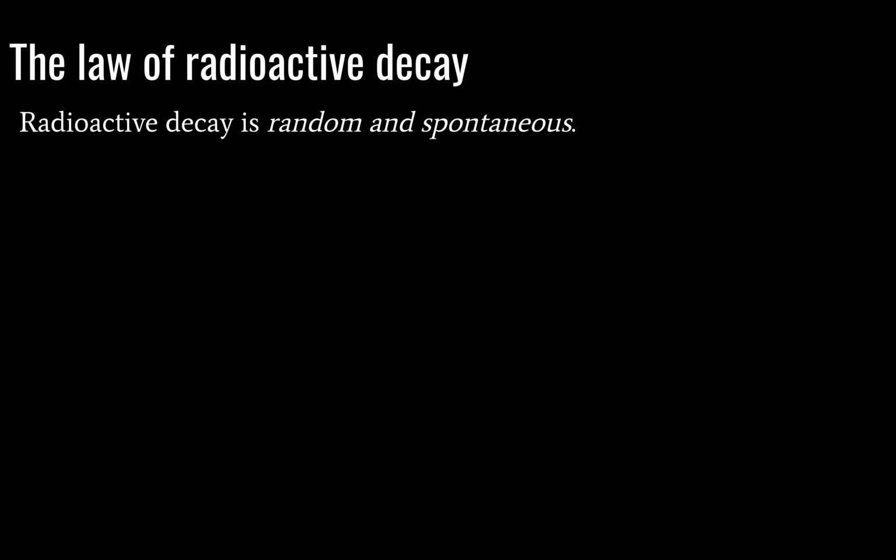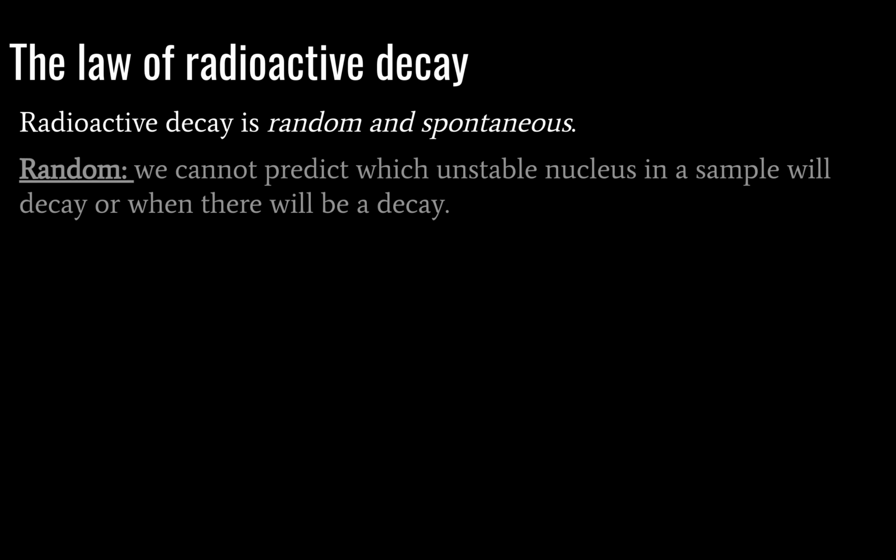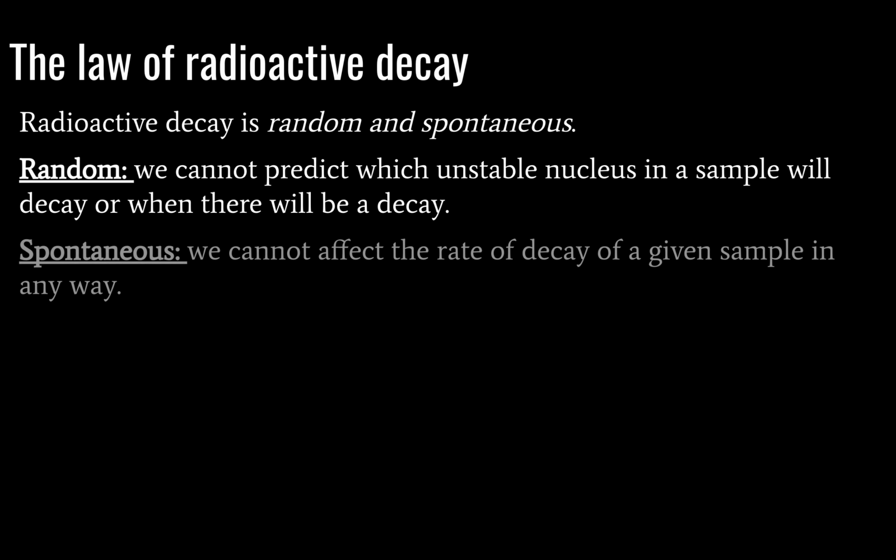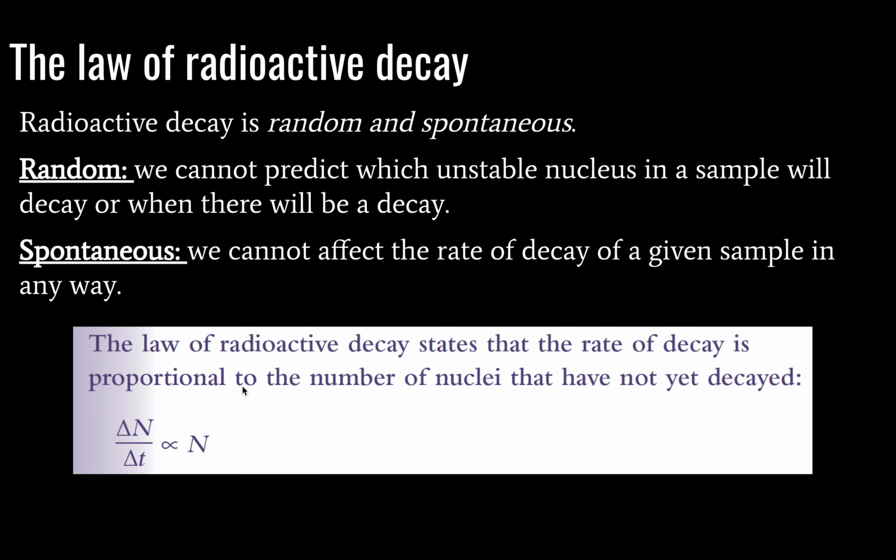As we suggested earlier, radioactive decay is random and spontaneous. So we need some definitions here. Random means we can't predict which nucleus in a sample is going to decay or when there's going to be a decay. Spontaneous means that we can't affect the rate of decay of a given sample in any way. This is really kind of weird, both of these things. So we have to use statistics to figure out how a sample is going to behave. We can predict the rate of decay, however.